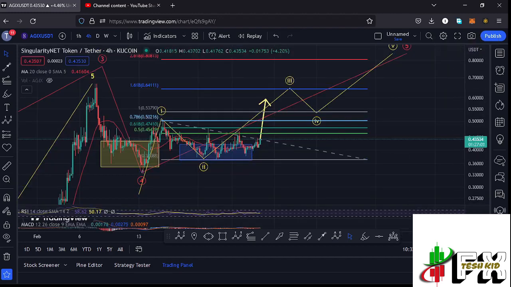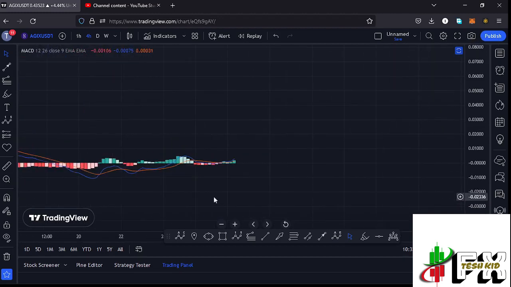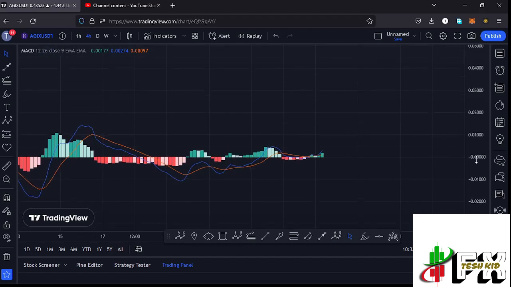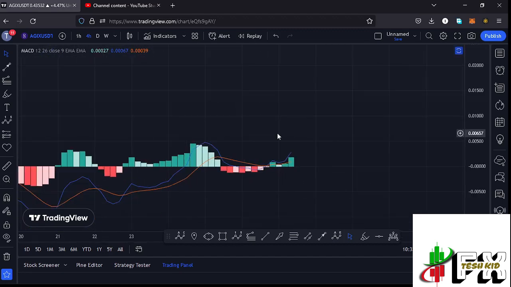Also taking a look at the MACD, we have been able to print a bullish cross, and we're also seeing a bit of an increase in the buying momentum on the MACD, which is an indication that we might have started the formation of that wave 3. And also that wave 3 is fully supported here on the MACD, so let's be patient and see how that plays out, and I'll be keeping you updated.